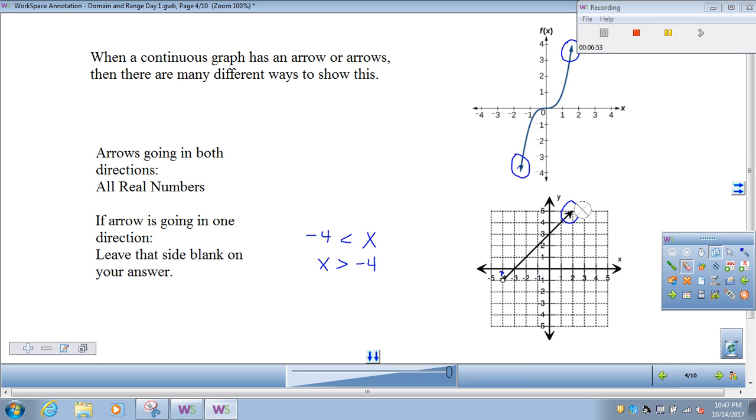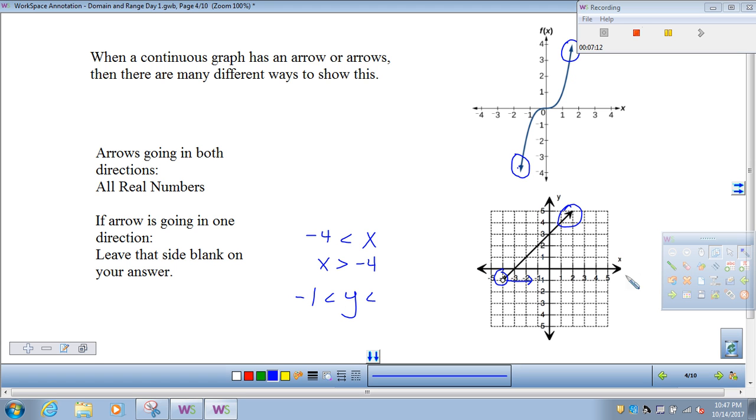Now the range, we're going to be looking at the y-axis. So that's how low it goes, right here, which is negative 1. And then how high it goes, well, I have an arrow there. So once again, I only do one side. So the low side was negative 1, and it was an open circle, so I do not put anything. And then the high as it goes had an arrow, so I don't need to do that side.